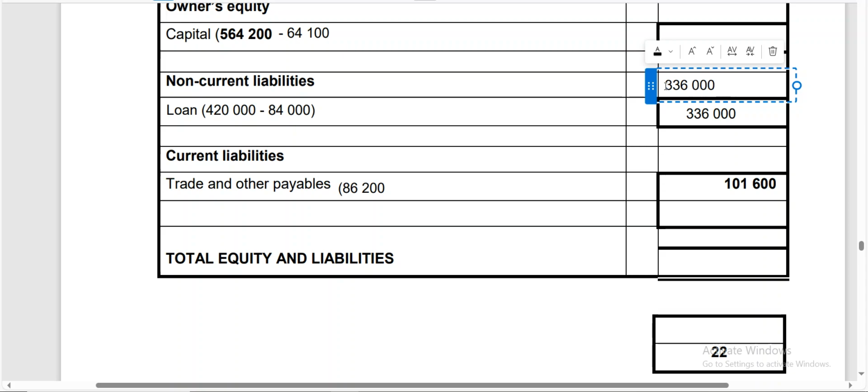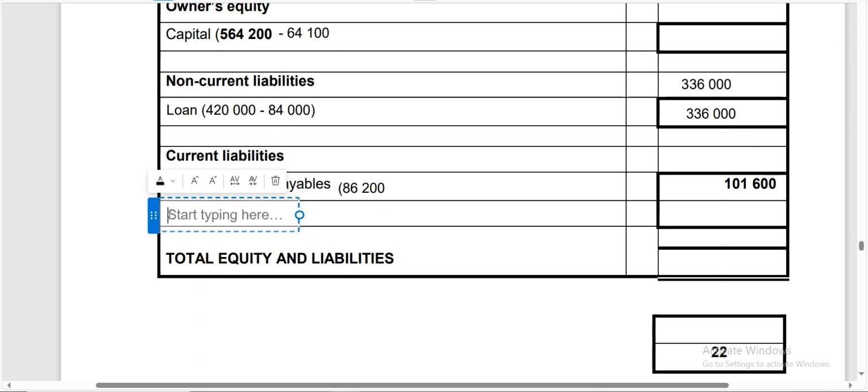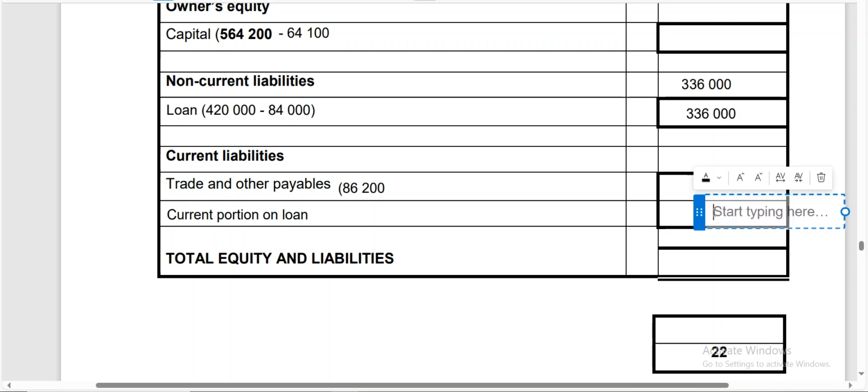Okay, then from there, remember this, we are not saying that this has been paid, so we must move it from long-term liabilities to short-term. So it's going to come here as current portion on loan. So we'd have current portion on loan, or you can write short-term loan. So remember that 84,000 will come here.